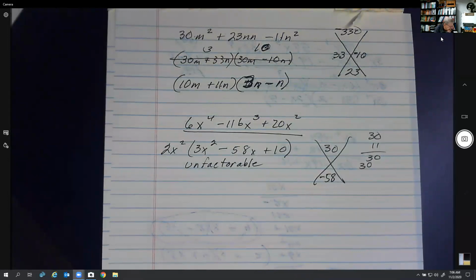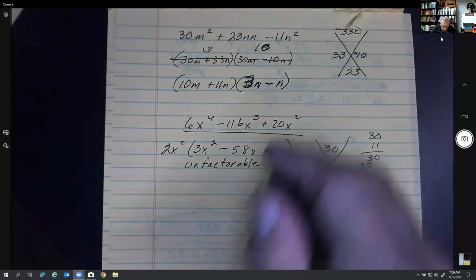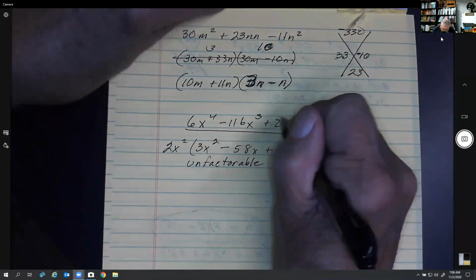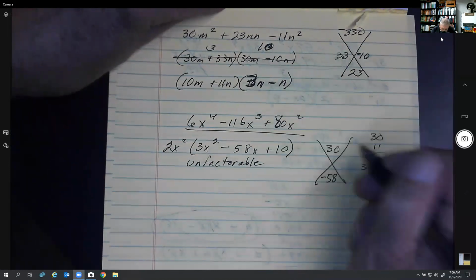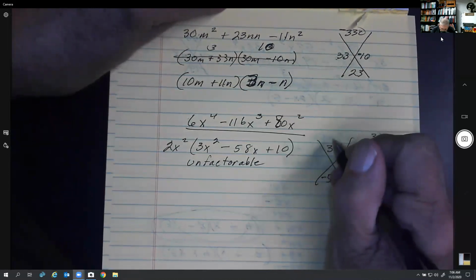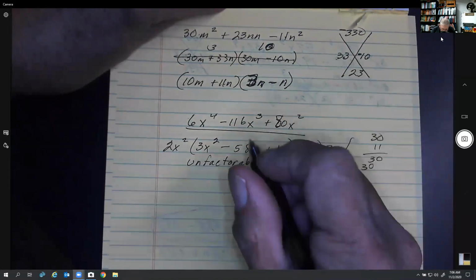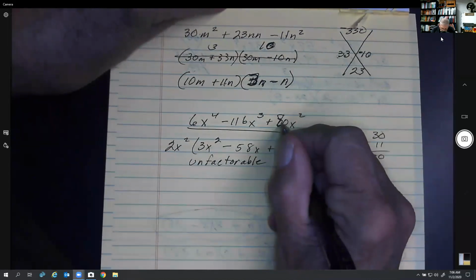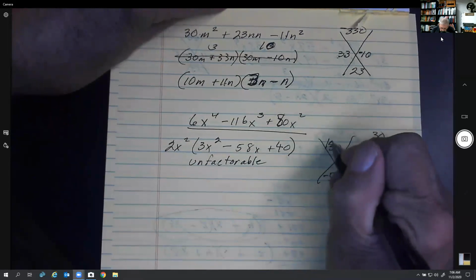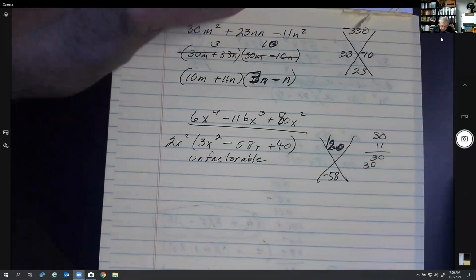Unless I made a mistake on this. Oh, wait a minute. I copied it wrong. This was an 80. Where did I get the 20 from? Oh, I guess I looked above it. Well, if this is an 80 and I took out a 2, that's going to make a big difference. Half of 80 is 40. 3 times 40 is 120. Yes, this might factor. 120.